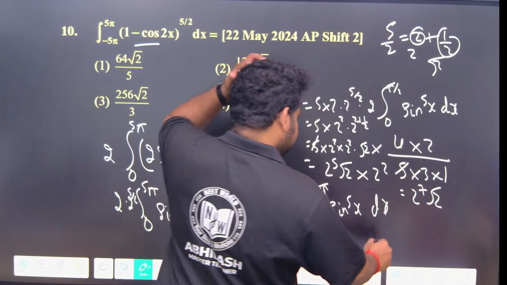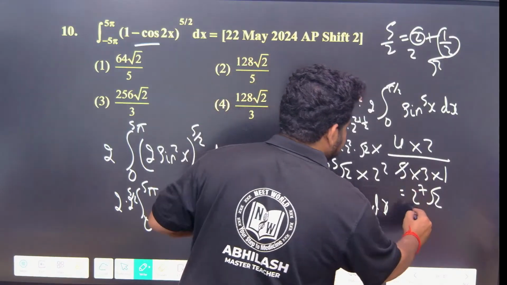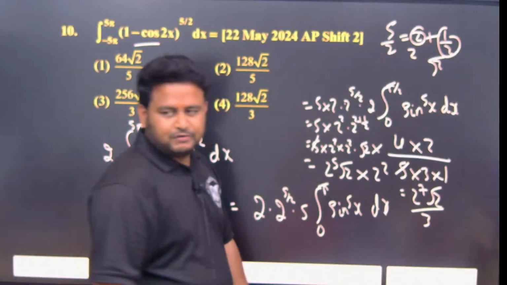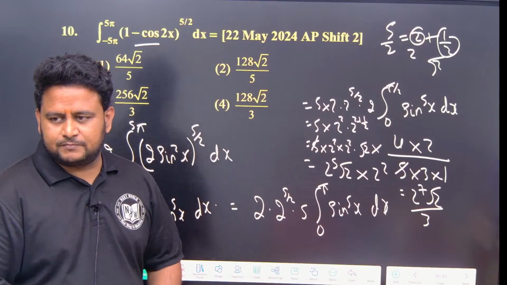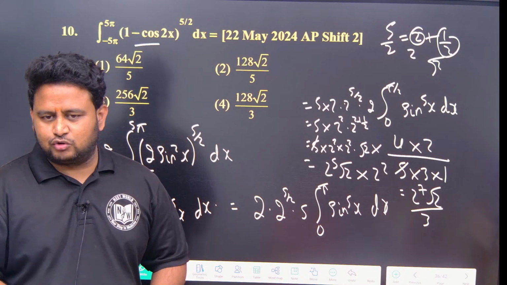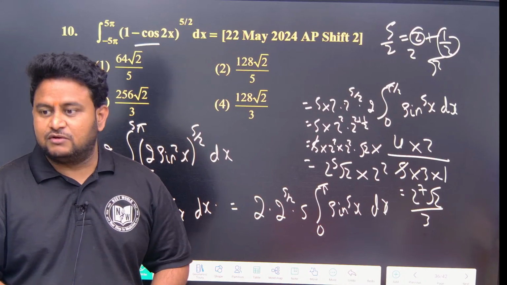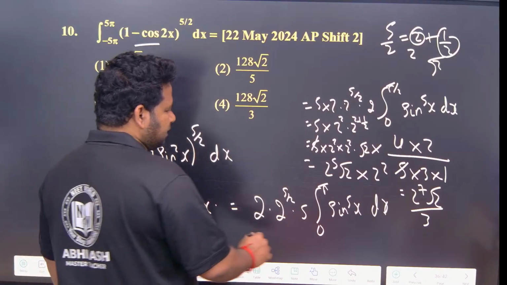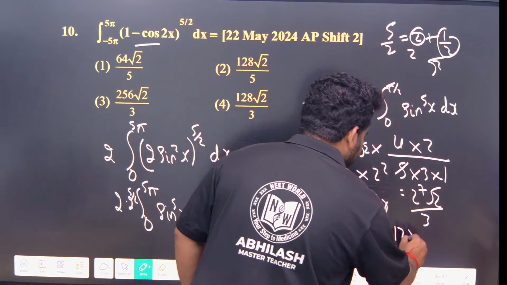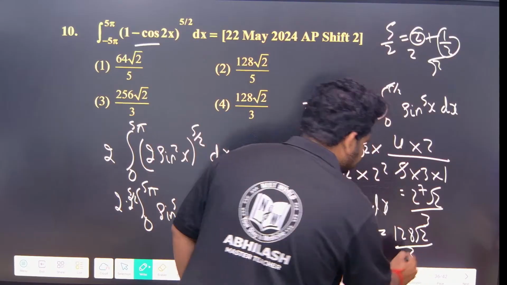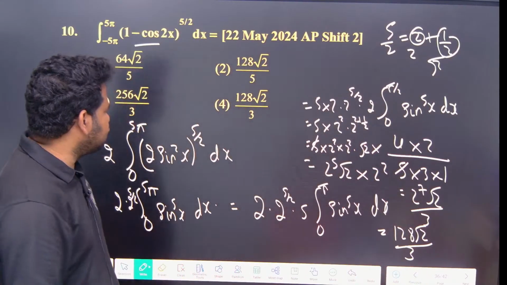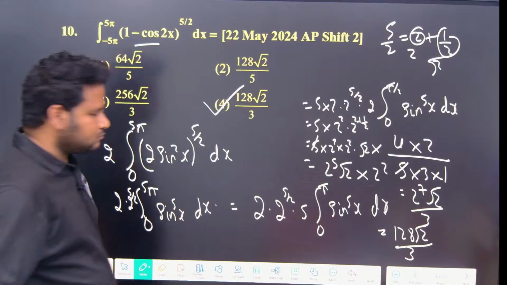2 power, this is what? By 3 should be there. 2 power 7 into root 2. 2 power 7 is what? See, 2 power 5 is 32, 2 power 6 is 64, 2 power 7 is 128. So the answer will be what? 128 root 2 by 3. Which option? Fourth option. Understood?